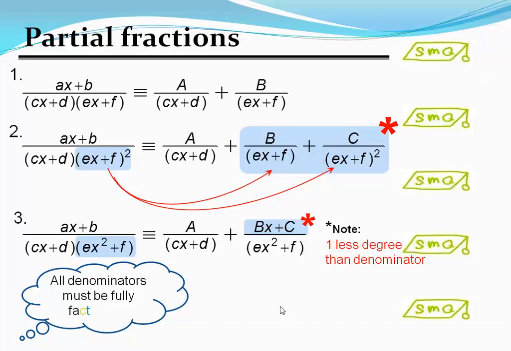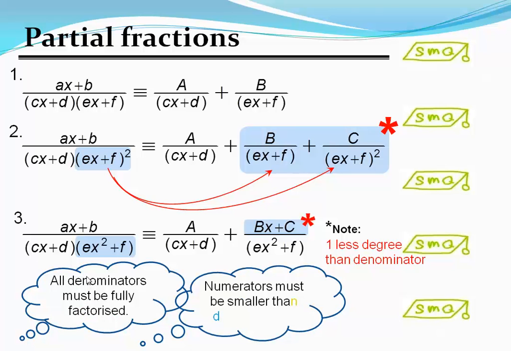Points to take note of when we are doing partial fractions: all denominators must be fully factorized before we can split them into partial fractions. Numerators must be smaller than the denominator, so please check with the question before you start separating them into partial fractions. If the numerator is larger than the denominator, then we will have to perform a division and convert the fraction into a mixed fraction before we start to separate them into partial fractions.